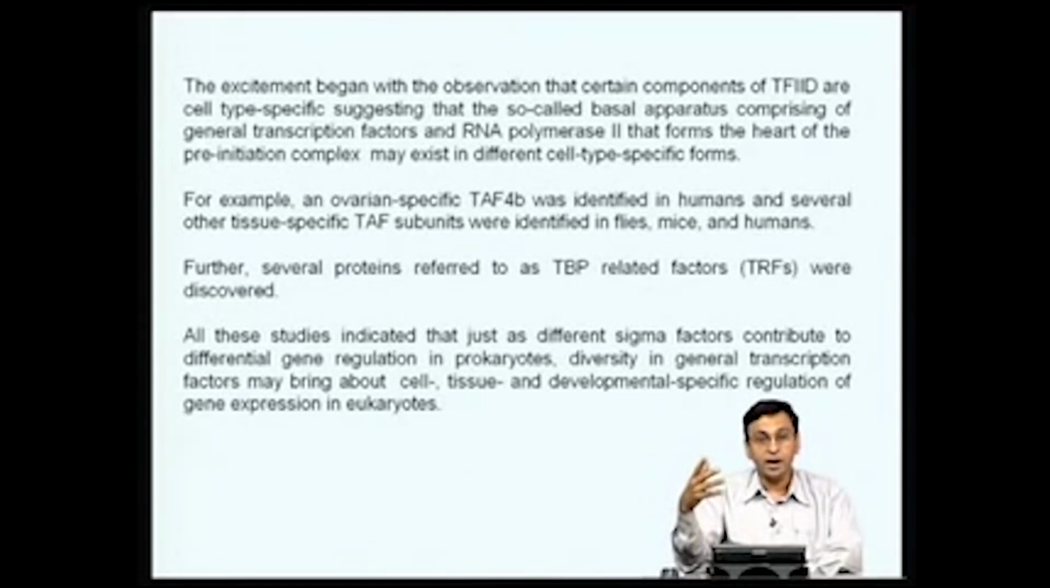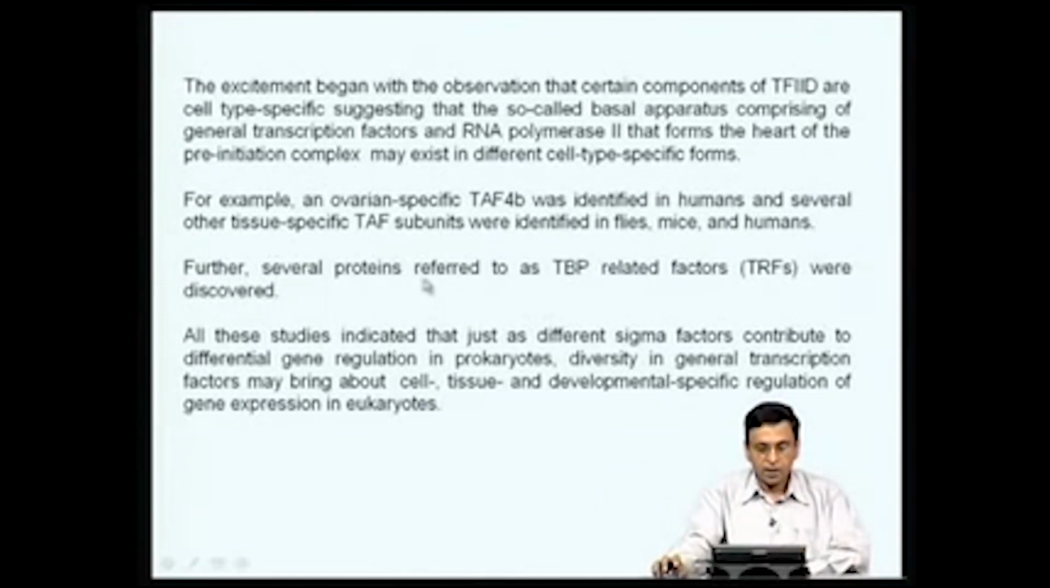But soon people realized that when you make some of this TF2D from certain cell types, they are not the same, they are different, suggesting that there are many variants of the general transcription factors which are expressed in a cell type and tissue type specific manner. So, the so called basal apparatus comprising general transcription factors and RNA polymerase II that forms the heart of the pre-initiation complex may actually exist in different cell type specific forms. So, the first important observation that I want to discuss with you is that there are many general transcription factors which are expressed in a cell and developmental specific manner. So, they are not the same as we find in the normal cells.